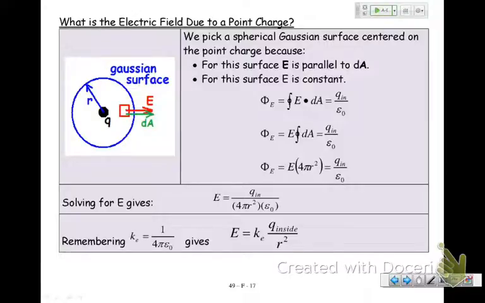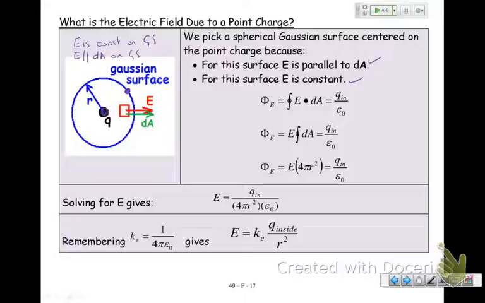So we pick a spherical Gaussian surface centered about the charge. Basically, there's my charge, and I give you the point of interest, say 3 meters away. And then you say, cunningly, sophisticatedly, if I use a spherical Gaussian surface centered on the charge, then I know that my E is constant on the Gaussian surface, and I know that at every little window E is parallel to dA. So by picking that Gaussian surface, I've done the two things I want from a symmetry point of view. We pick a spherical Gaussian surface centered on the point charge because for this surface E is parallel to dA, and E is constant.